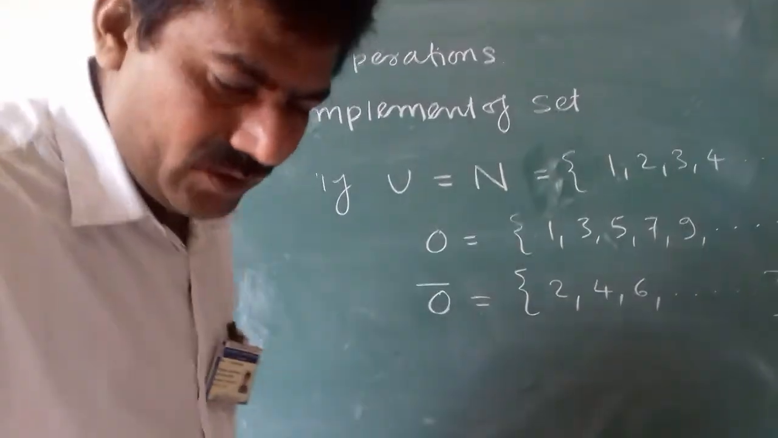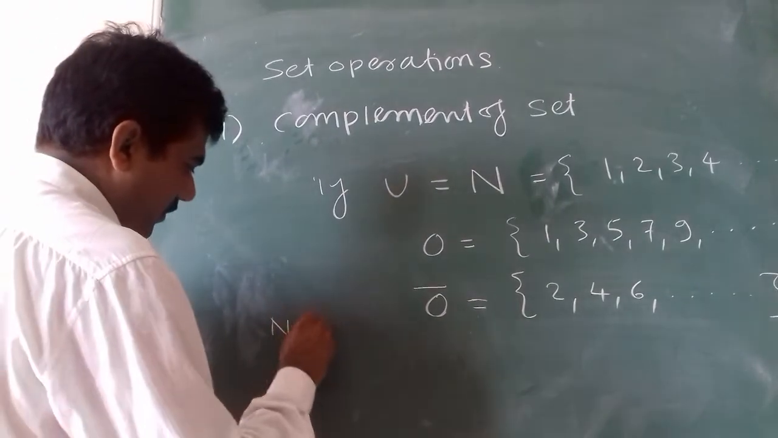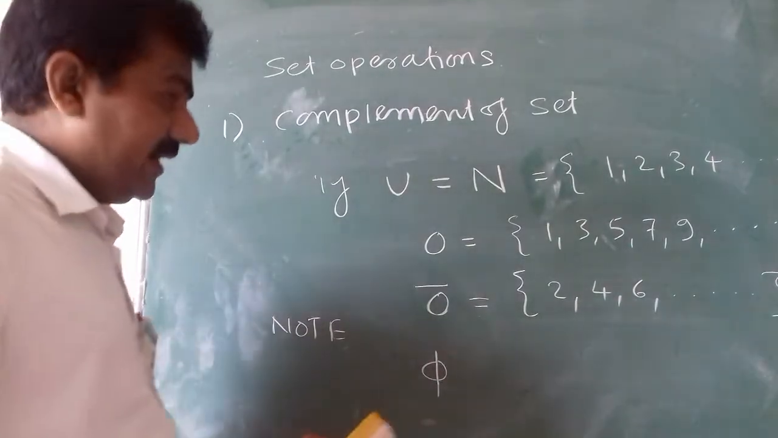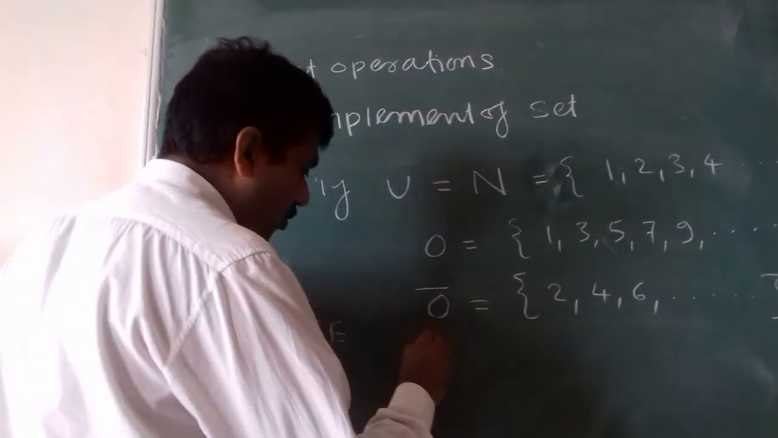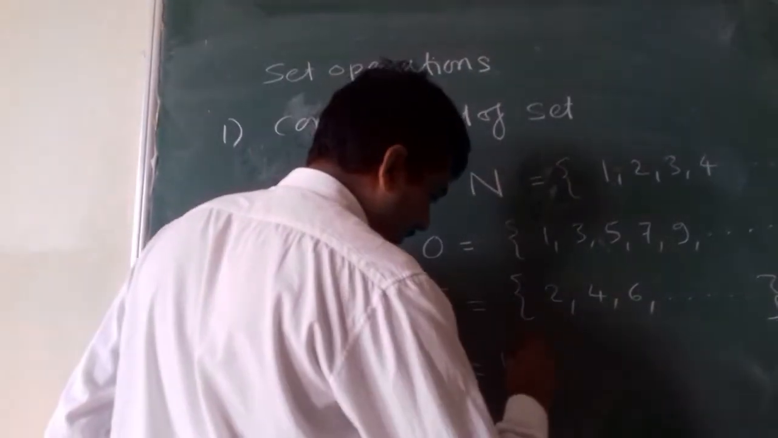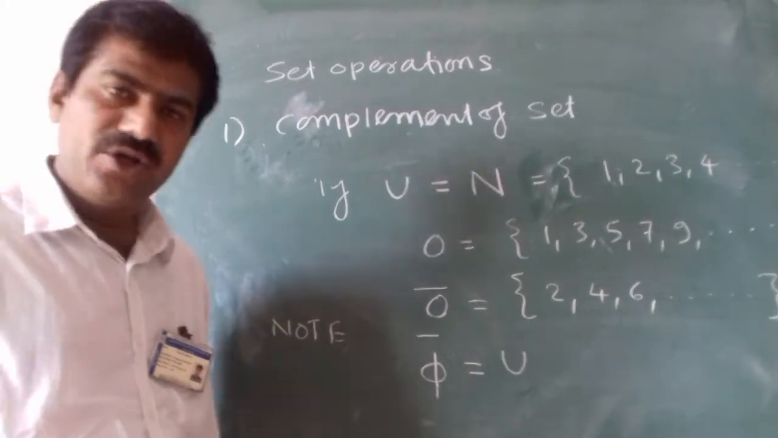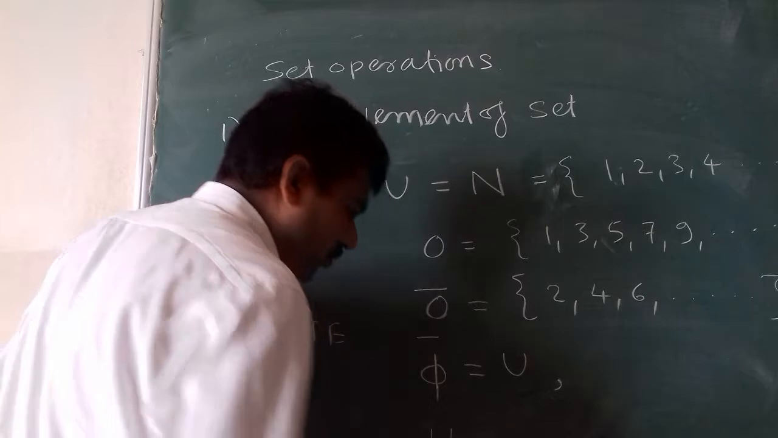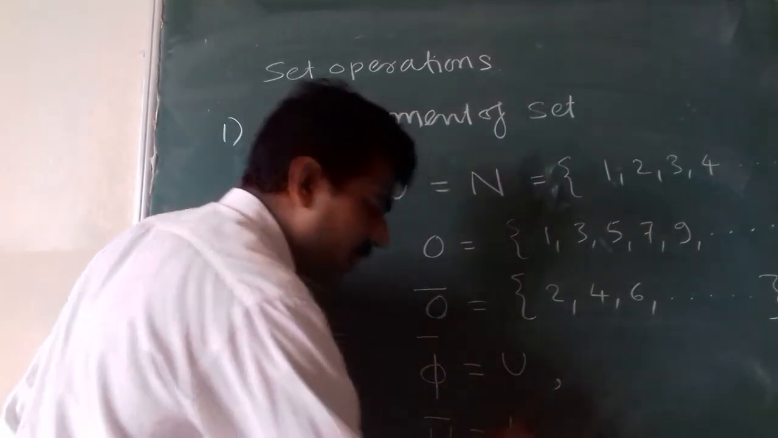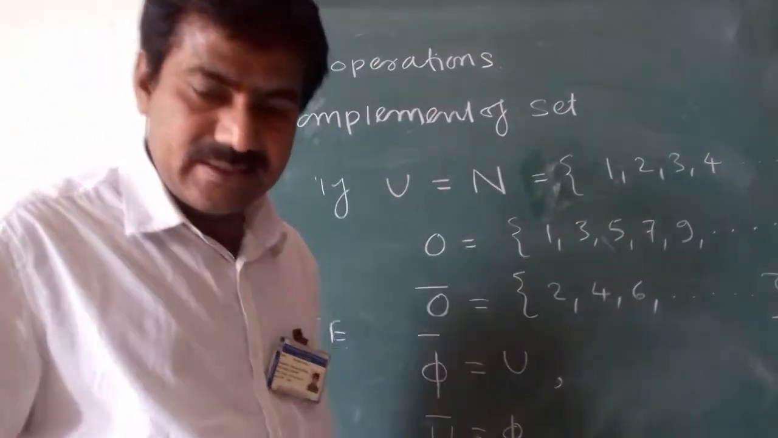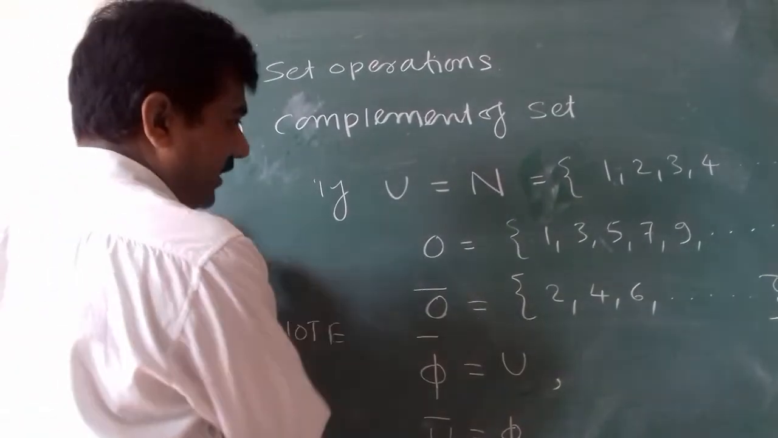Okay. So note that phi is the null set. So phi complement is equal to what? Phi complement is equal to your universal set. And another one, U is the universal set, and the complement of the universal set is equal to phi, the null set. Okay. So this is the first set operation, that is the complement of a set.